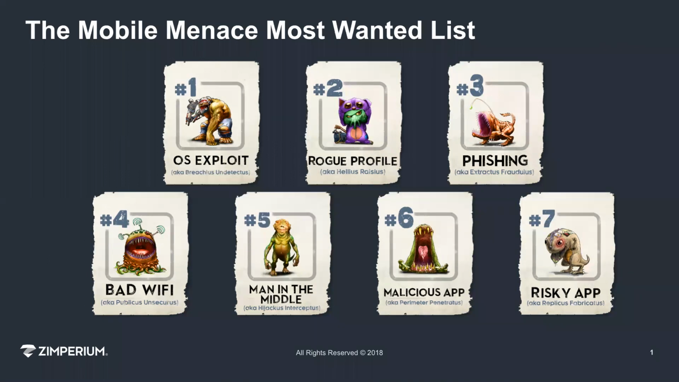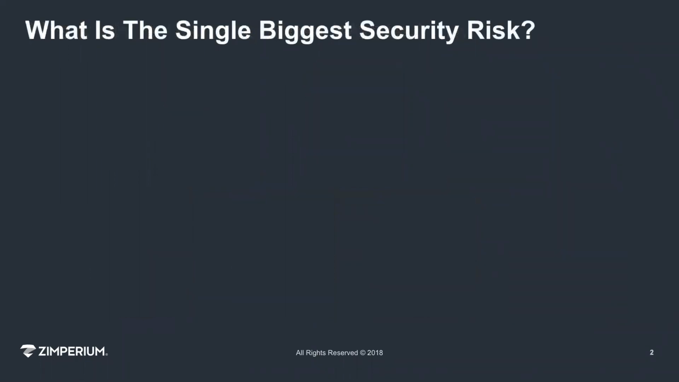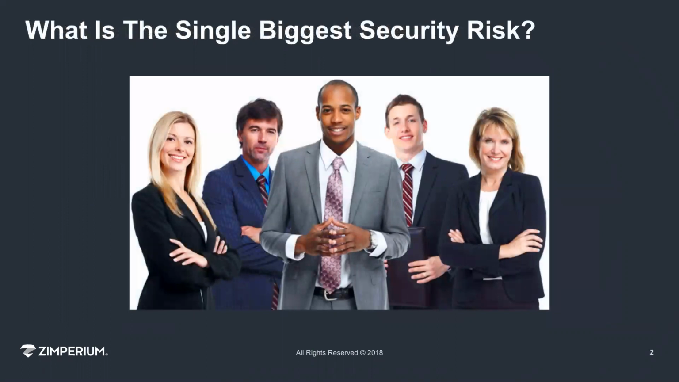And then just kind of an overview of the series here. You can see 1 through 7. Exploits and profiles and phishing and apps. And today what we're going to do is we're really going to talk about the risky app, right? And there's a difference between a risky app and a malicious app. And really these are introduced to us by our users, right?